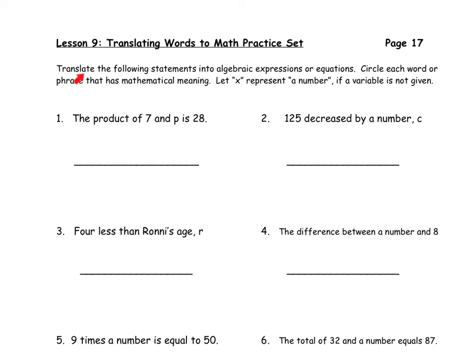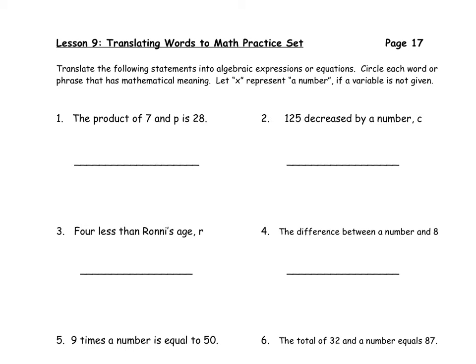So today, we're going to translate the following statements into algebraic expressions or equations. Circle each word or phrase that has mathematical meaning. Let x represent a number if you see the phrase a number, if a variable is not given. You'll notice that it says there are expressions and equations. So for the equations, once again, you're looking for the words is equal to, or just equals. For an expression, you're not going to see that relationship.